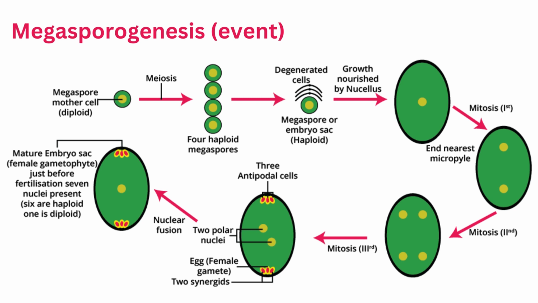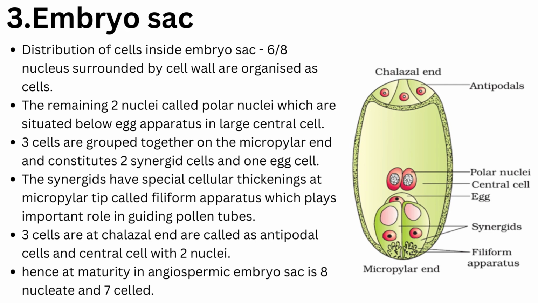After the eight nucleate stage, cell walls are formed, leading to the typical female gametophyte or embryo sac. Now we have a matured embryo sac, the female gametophyte, just before fertilization. Of 7 cells present, 6 are haploid, 1 is diploid. Or there may be a second case where there are 2 nuclei in the central cell. Now the third and last structure of the female gametophyte is the embryo sac. The distribution of cells inside the embryo sac is: 6 of 8 nuclei are surrounded by cell walls and organized as cells.